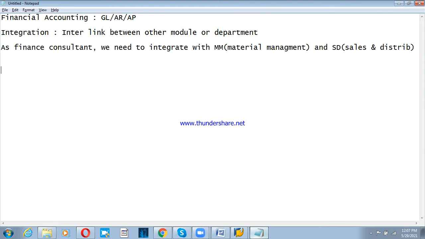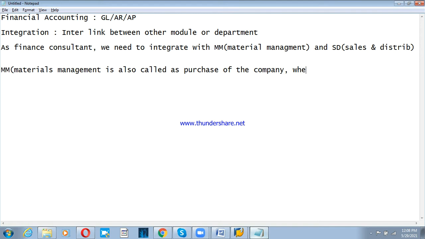Okay, so MM or materials management is also called the purchase department of the company, where purchase related planning will be done. Purchase related configurations or purchase related planning will be done at MM level.